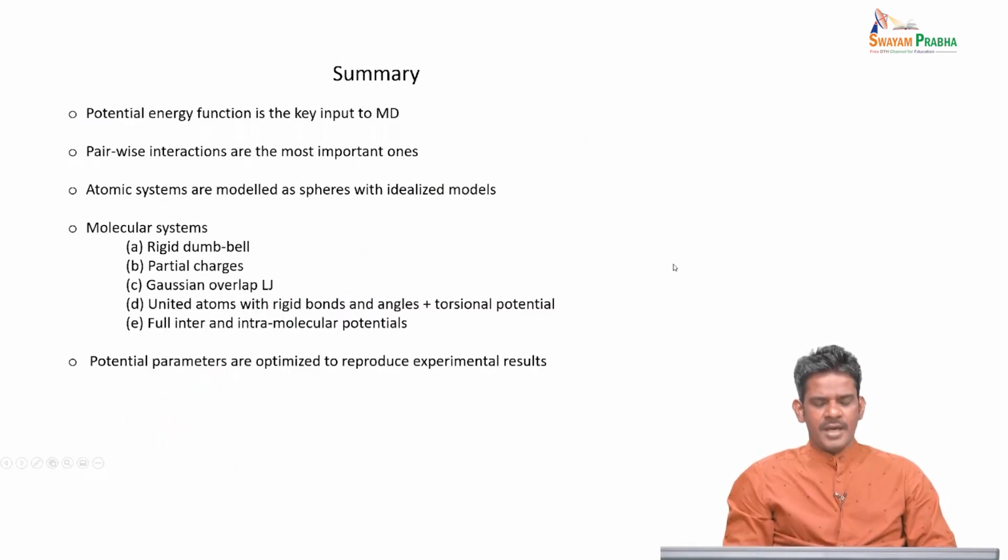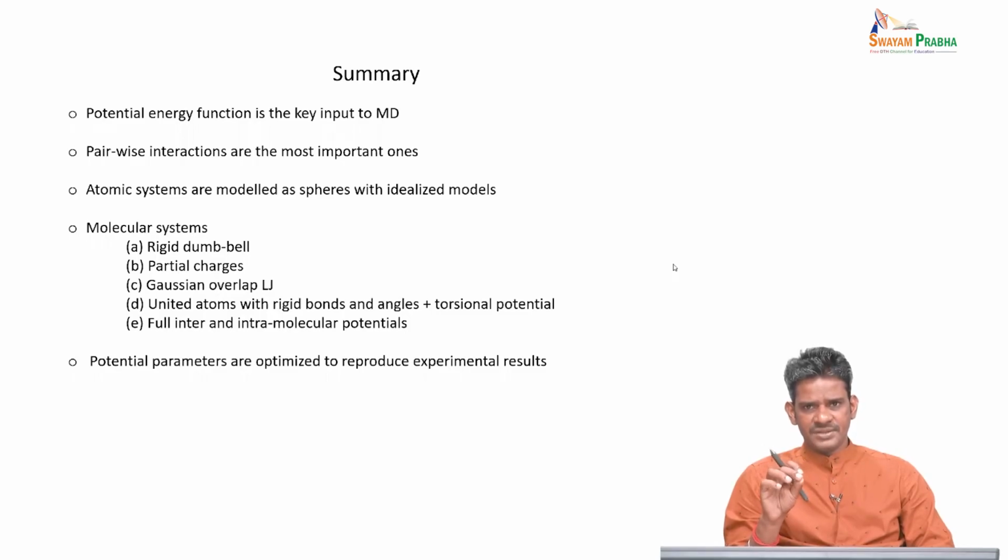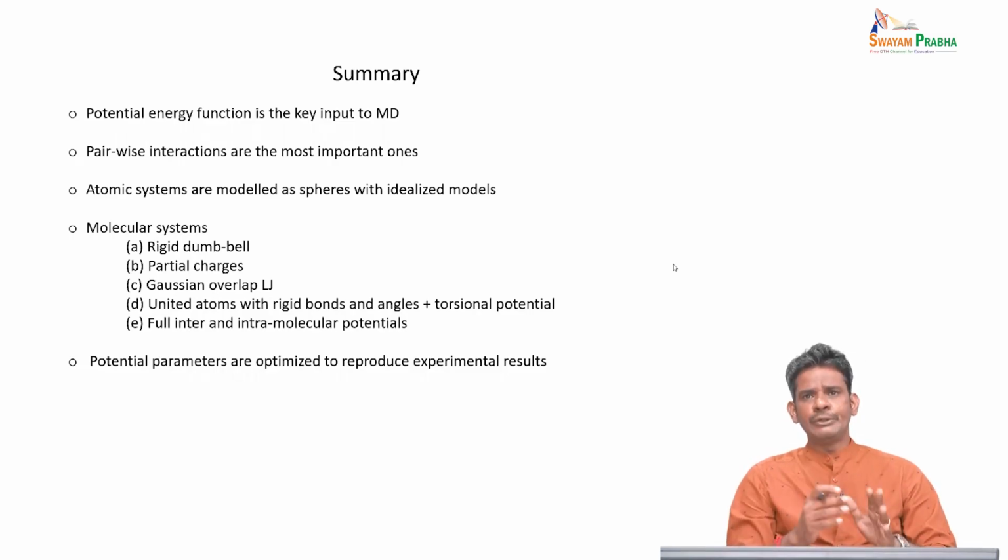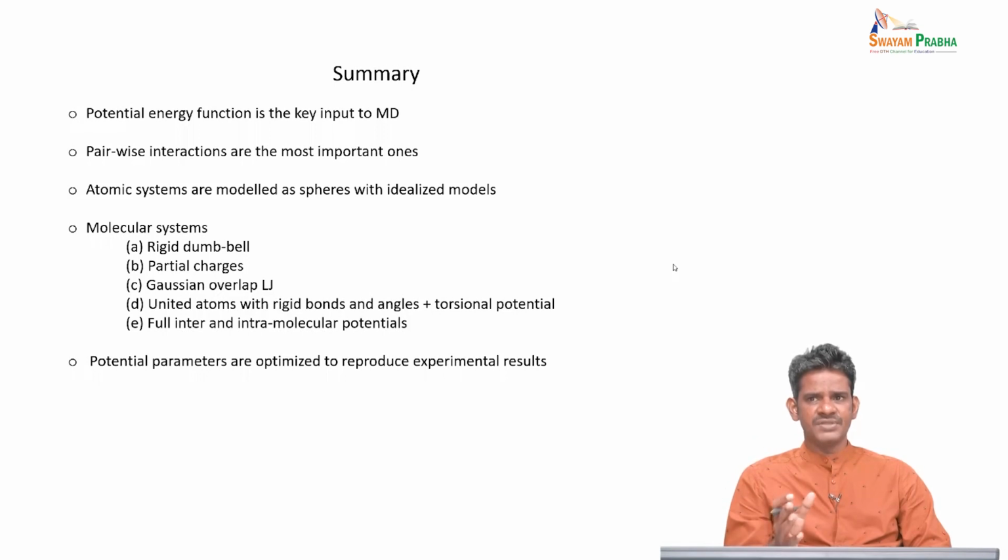So to summarize, the most important thing to remember about MD simulation is that the potential energy function to specify the model in the system is the key input that is required. And we also saw that the potential energies can be split into various components of one body, pair, two body, three body interactions. Of these, two body or pair interactions are the most important ones to be specified. And as far as atomic systems are concerned, we can model them as spheres with different degrees of softness and attractiveness.